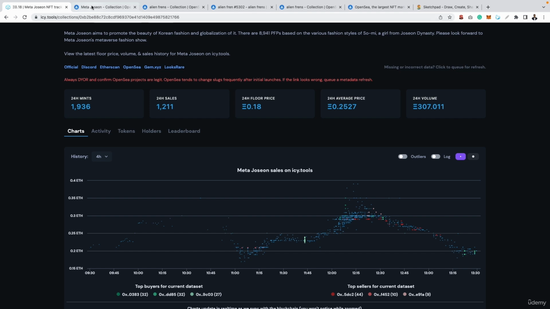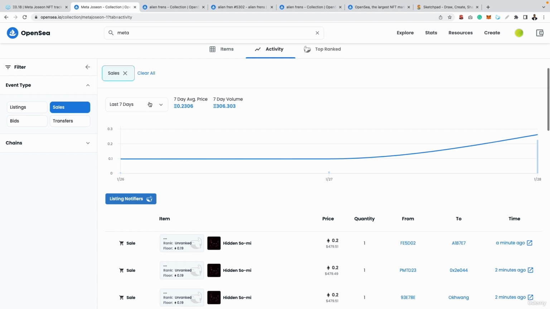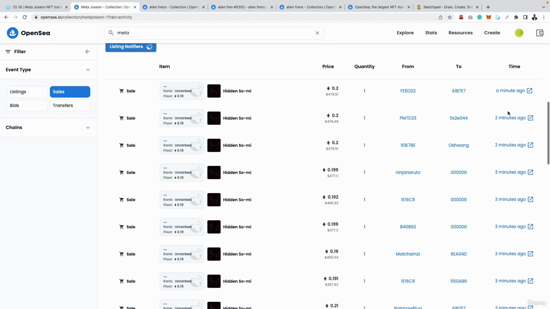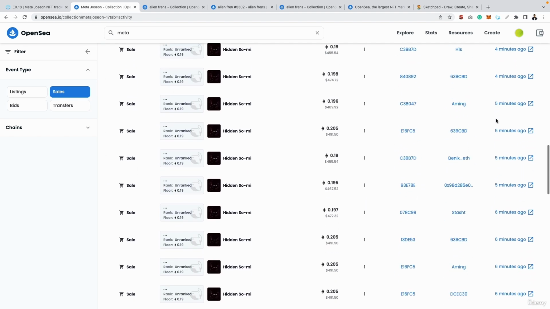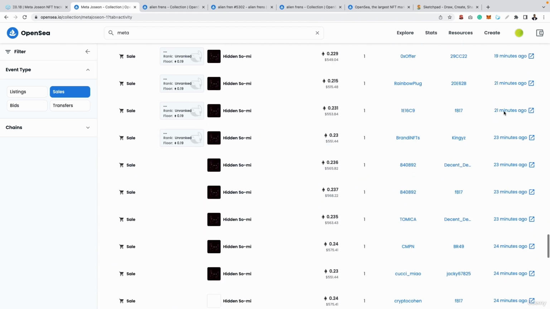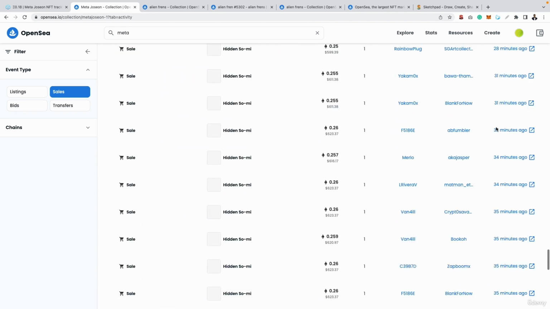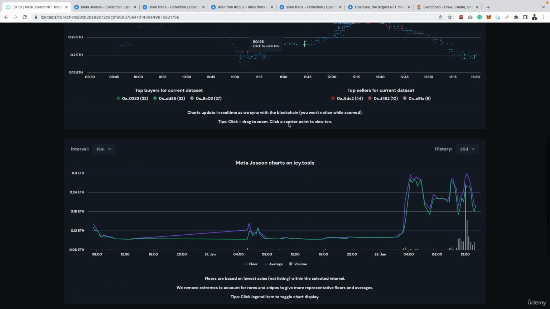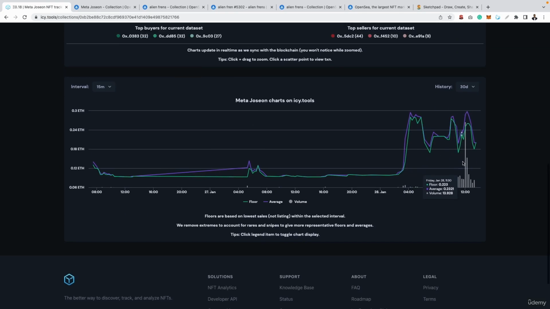Another feature IC Tools has is if you're trying to figure out how much volume is coming through a project, on OpenSea, you'd literally have to go to activity, scroll down, and then kind of count how many sales are coming through. What, a minute ago, 2 minutes, 2 minutes, 3 minutes? Okay. So how long has this been going on for? Has it been going on for hours? Is it just the last 20 minutes? I mean, there's quite a lot of sales, but it doesn't give you a good indication of how volume is going. On IC Tools, you can scroll down below this, and you'll see this bar chart right here.